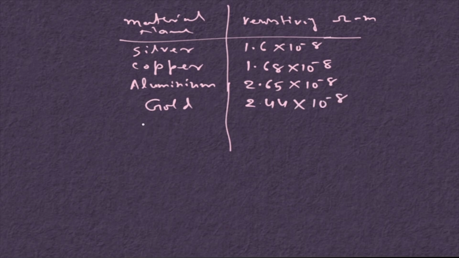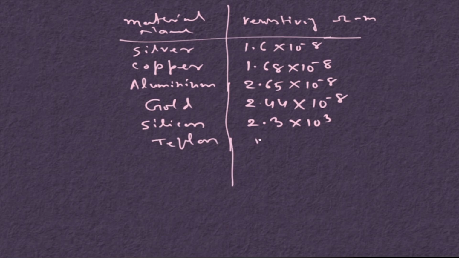Then for silicon it is 2.3 into 10 to the power 3. For Teflon it ranges from 10 to the power 23 to 10 to the power 25. For wood it ranges from 10 to the power 14 to 10 to the power 16.